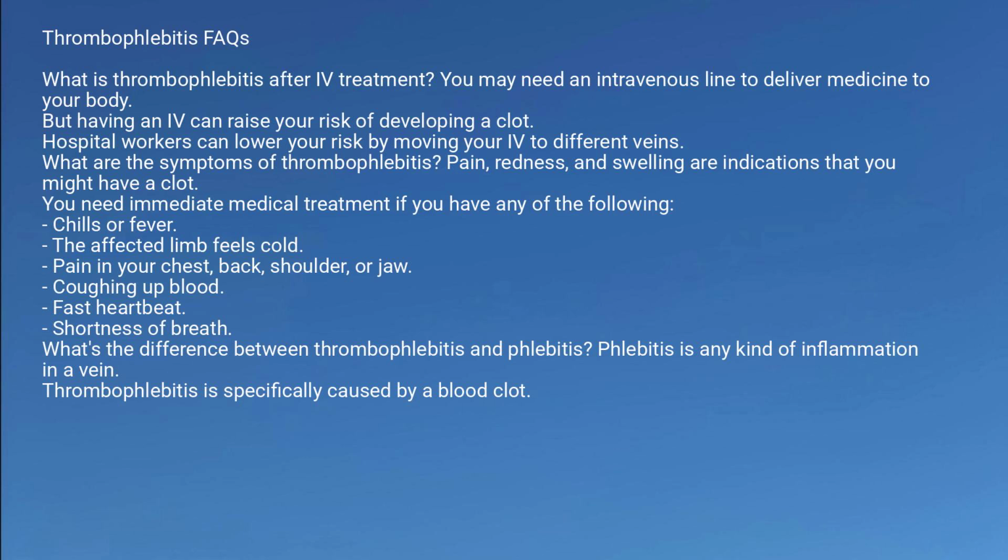What are the symptoms of thrombophlebitis? Pain, redness, and swelling are indications that you might have a clot. You need immediate medical treatment if you have any of the following: chills or fever. The affected limb feels cold. Pain in your chest, back, shoulder, or jaw. Coughing up blood. Fast heartbeat. Shortness of breath. What's the difference between thrombophlebitis and phlebitis? Phlebitis is any kind of inflammation in a vein. Thrombophlebitis is specifically caused by a blood clot.